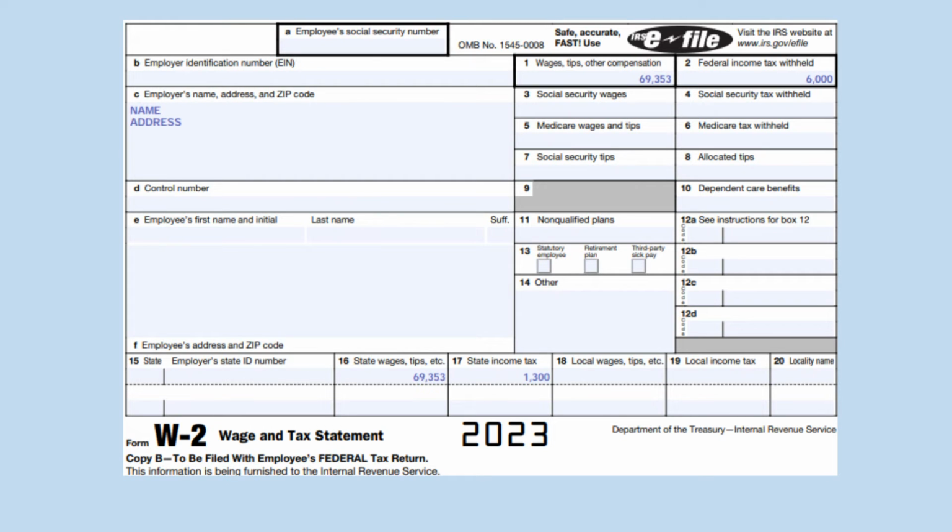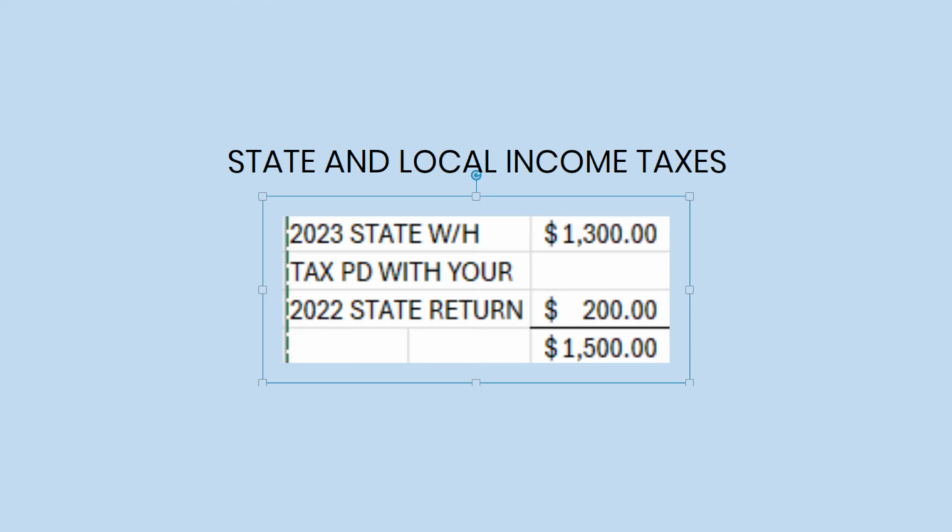In addition to the $1,300 of withholding, you also paid an amount with the 2022 state return that you filed of $200. This was paid in the 2023 tax year, so you would add this to the $1,300 to come up with $1,500 of a state income tax deduction. If you paid state estimated tax payments during 2023, you would add these to the total as well.